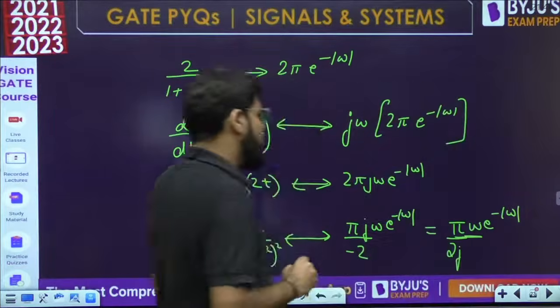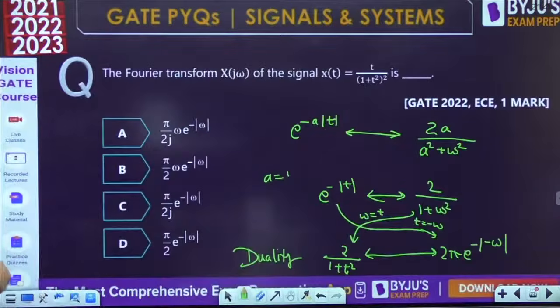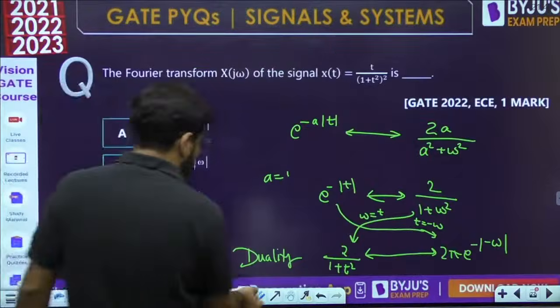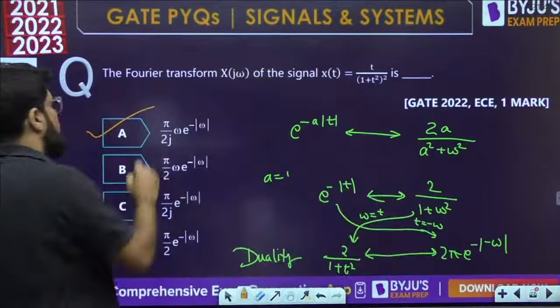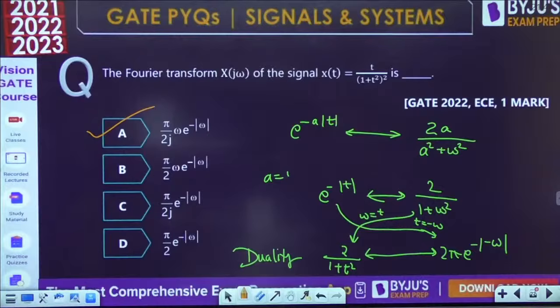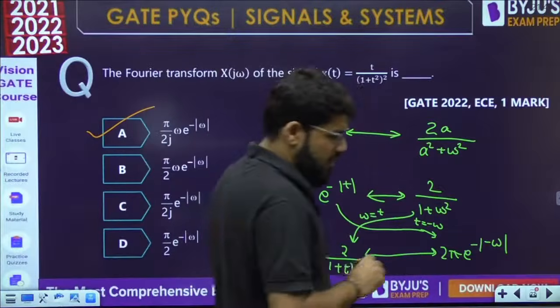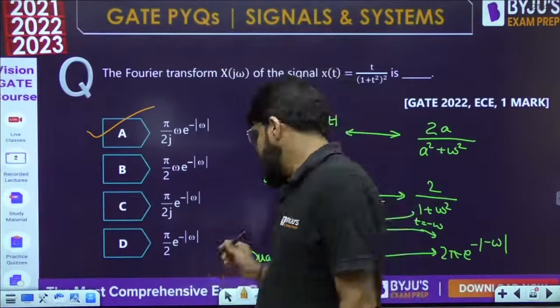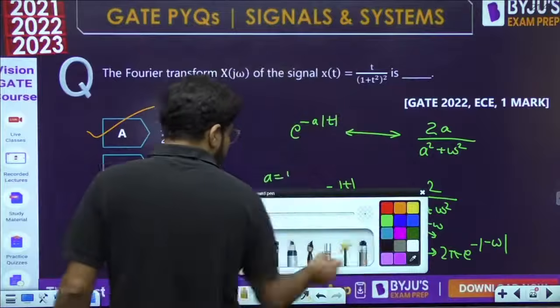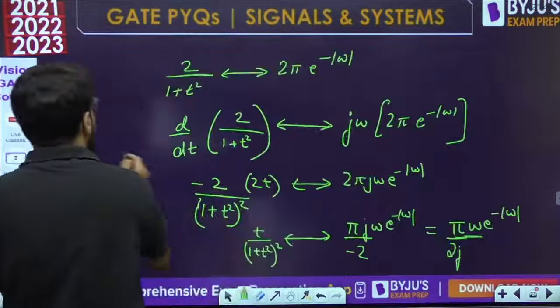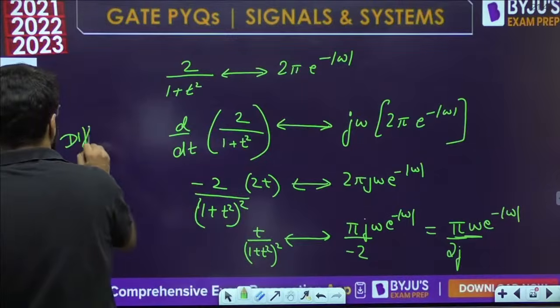Divided by what? 2j. Okay. Yeah, option number A. Option number A. Very correct answer is what? Option number A. Okay, fundamental Fourier transform property. One is the duality. Okay, and what is the next property they have tested here? One is the duality and one is the differentiation.